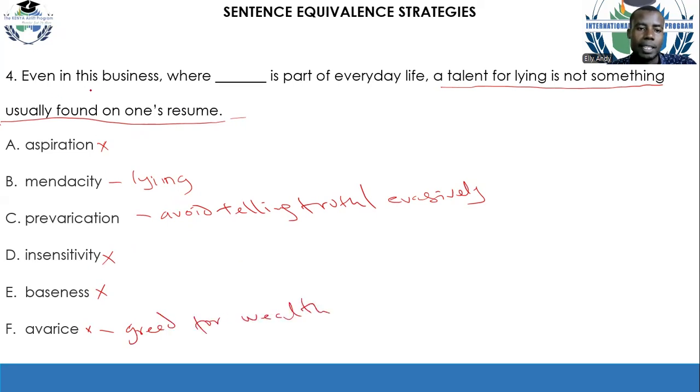So the sentence is basically saying, even in this business where lying is part of everyday life, and the answer choices that would give us that meaning are mendacity and prevarication. So we can read, even in this business where mendacity is part of everyday life, a talent for lying is not something usually found on one's resume. Or you can read, even in this business where prevarication is part of everyday life, a talent for lying is not something usually found on one's resume. So we get the same meaning of the sentence when we use B or C.